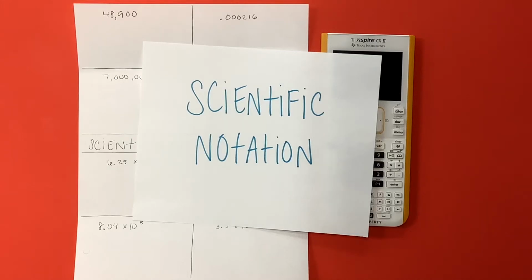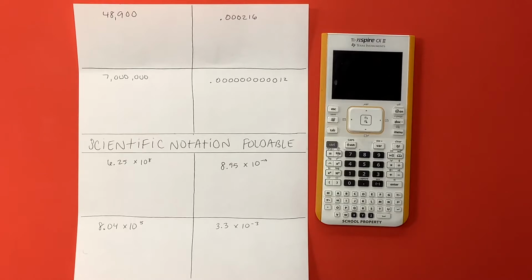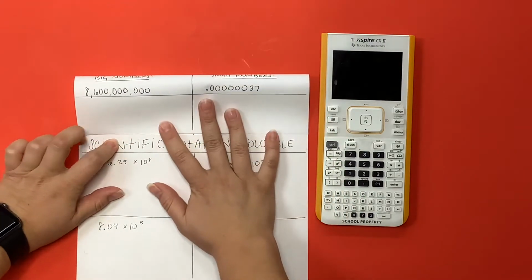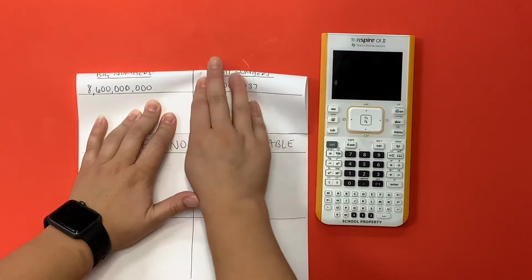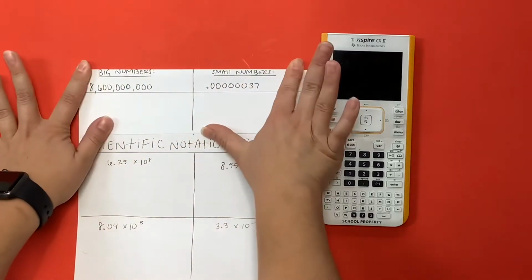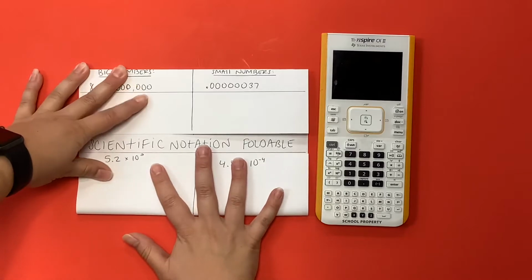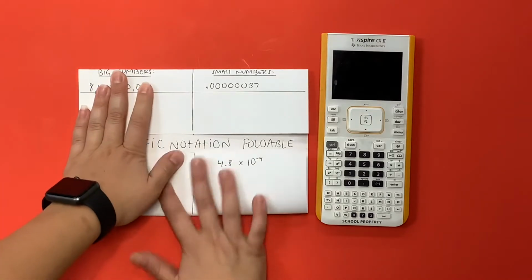All right, guys, this is your video over scientific notation. You have a foldable for scientific notation, and this is how you fold it. If you are looking at this page of your paper, you will take the top and fold it down to right above the words that say scientific notation foldable. And then you will take the bottom and fold it right underneath the words scientific notation foldable.